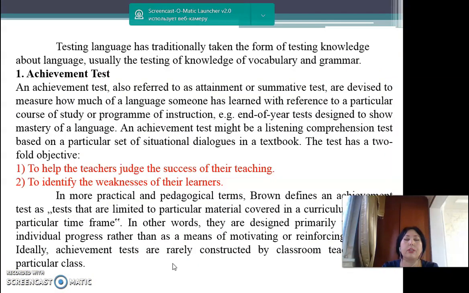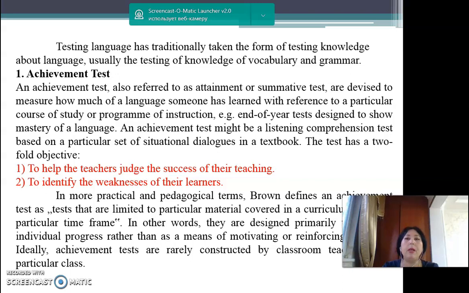Testing language has traditionally taken the form of testing knowledge about language, usually the testing of knowledge of vocabulary and grammar. The first test is achievement. The achievement test, also referred to as attainment or summative test, is devised to measure how much of a language someone has learned with reference to a particular course of study or program of instruction.